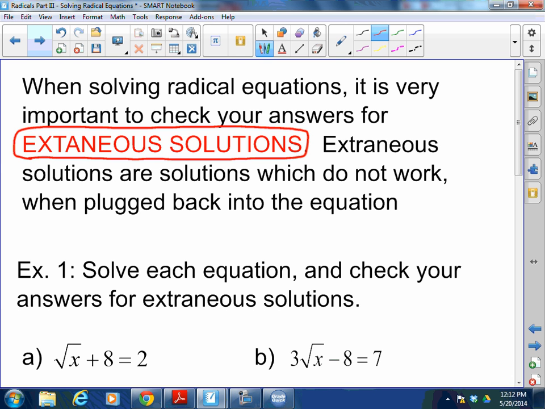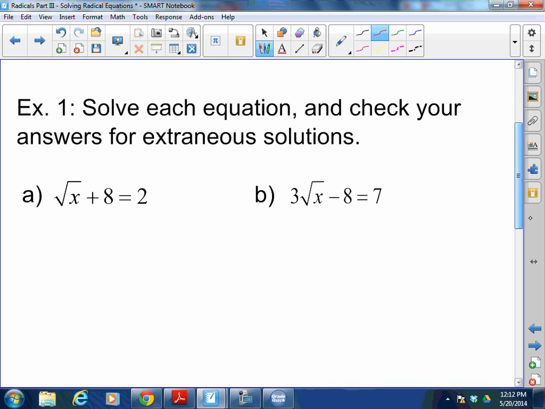So you're going to get an answer. You're going to get x equals whatever, 7. When you plug that x equals 7 back into the original equation, if it does not work, then you have to label it as extraneous. Okay? So let's get to work. That was all the background. Now let's just do it.